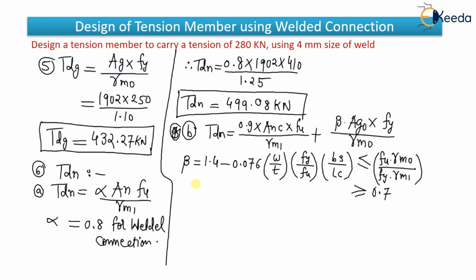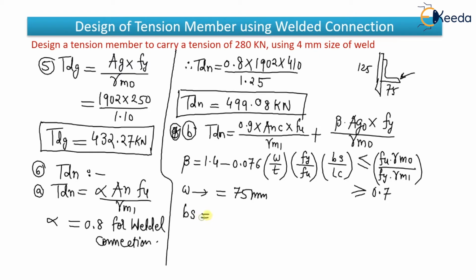Now the question here is, what is the value of w then? The w will be equal to the width of the outstanding leg. It is 75 mm outstanding leg, because our connected angle was like this. This one was 75, this one was 125. So the outstanding leg is this one. So 75 mm will be the w.